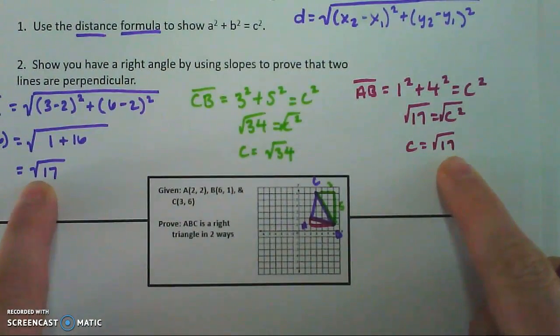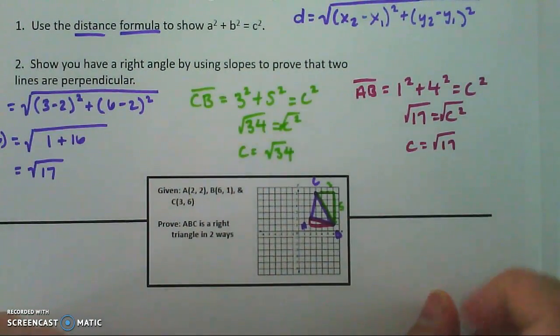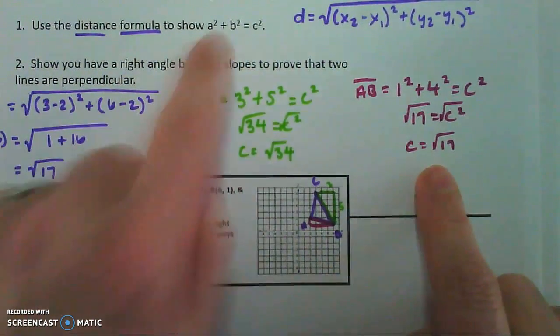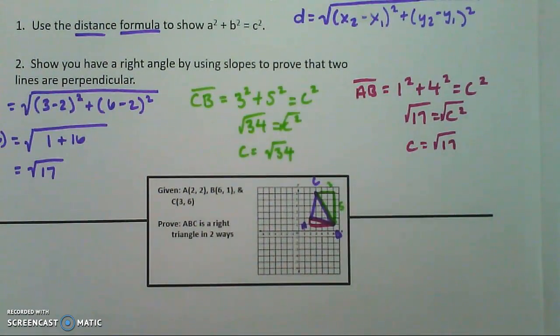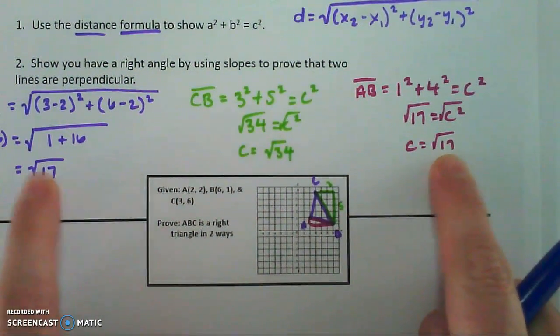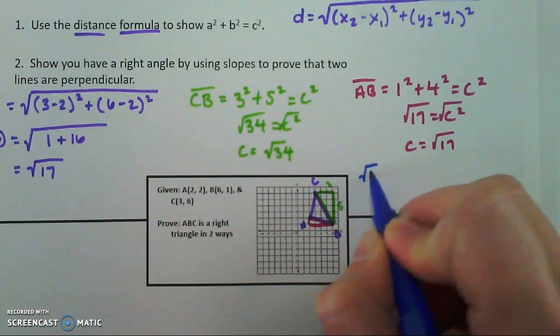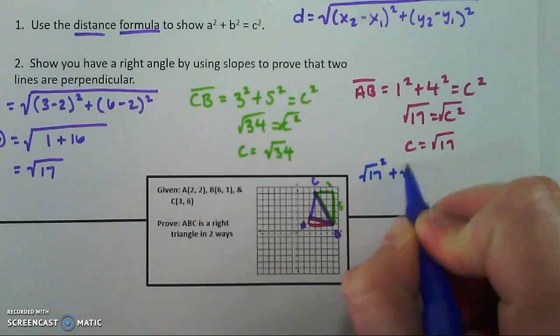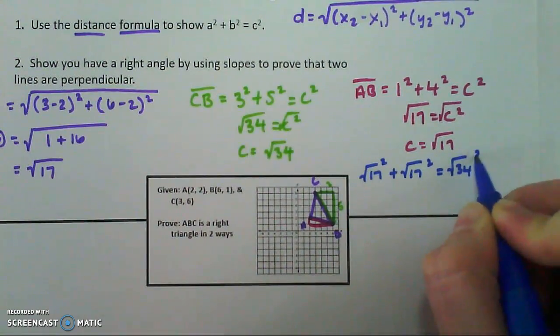Now, once you have found the lengths of all three sides of triangle ABC, we're going to plug those three into the Pythagorean theorem to show that a squared plus b squared is equal to c squared, and that we do have a right triangle on this coordinate plane. So A and B are going to be the smaller legs. Your hypotenuse is always going to be the larger. So we have the square root of 17 squared plus the square root of 17 squared, set equal to the square root of 34 squared.